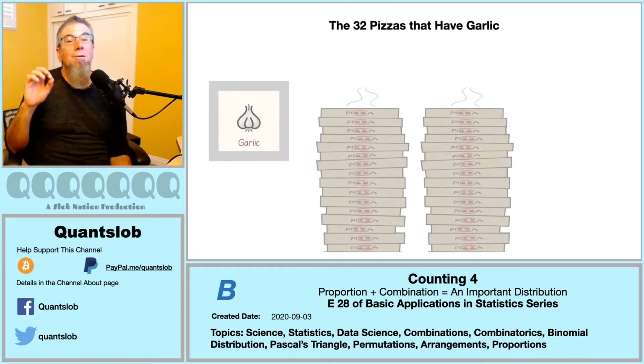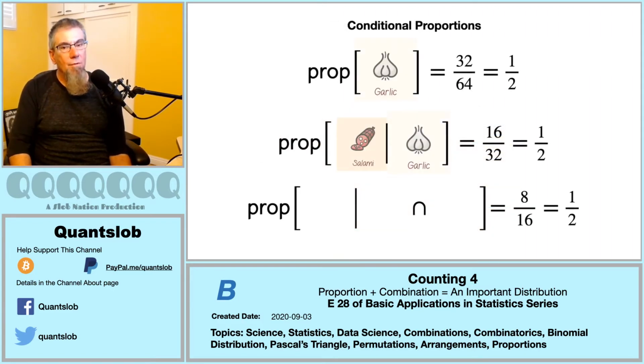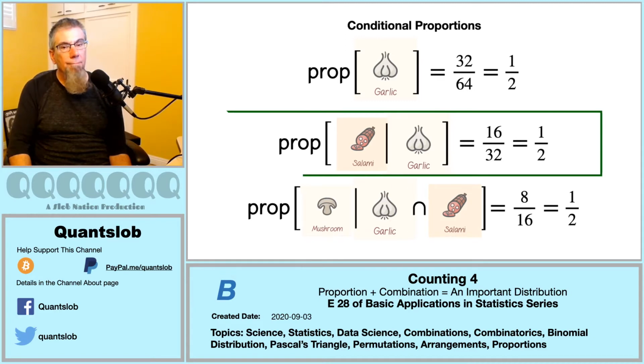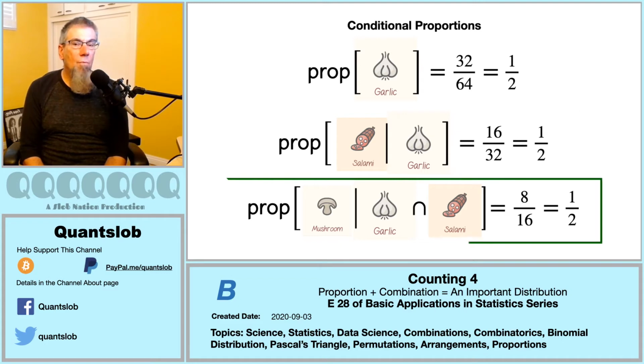Gets better. Suppose we set aside all the 32 pizzas with garlic and someone were to ask what proportion of these have salami. Well, it turns out the answer is the same, 1/2. That is, of our 32 pizzas with garlic, 16 also have salami. Or said another way, given that a pizza has garlic, the proportion with salami is 1/2. And if we were to set aside all the pizzas that have garlic and salami, all 16 of them, and someone were to ask what proportion of these have, say, mushroom, the answer is the same, 1/2.